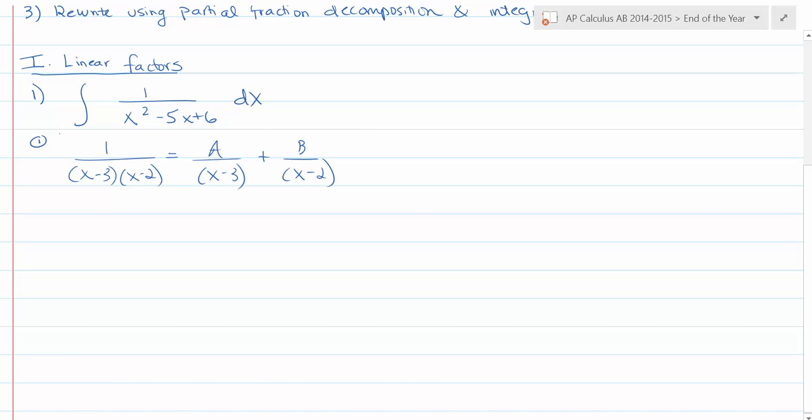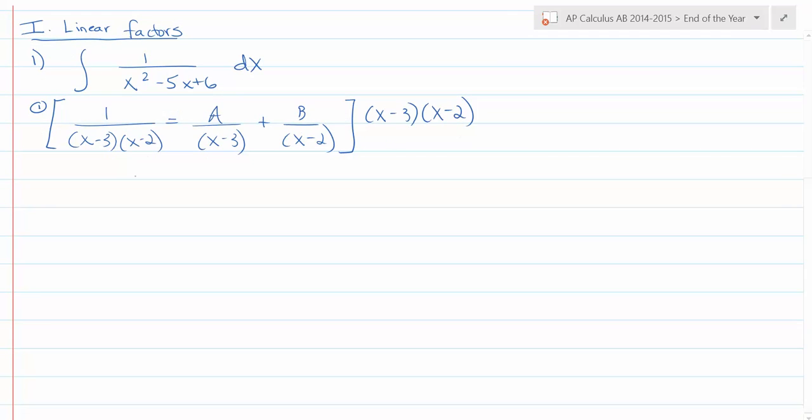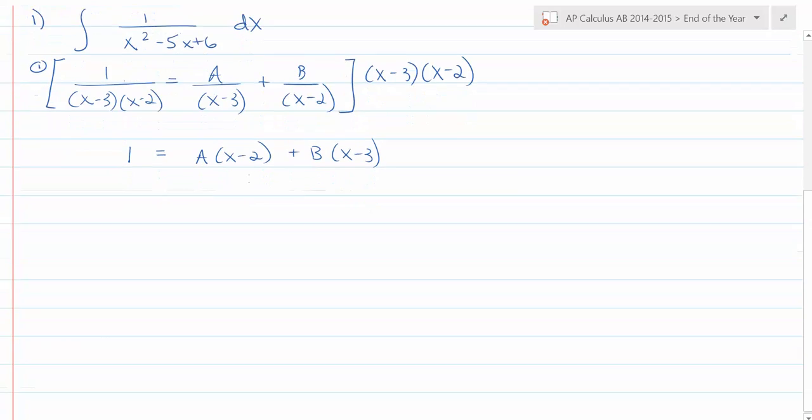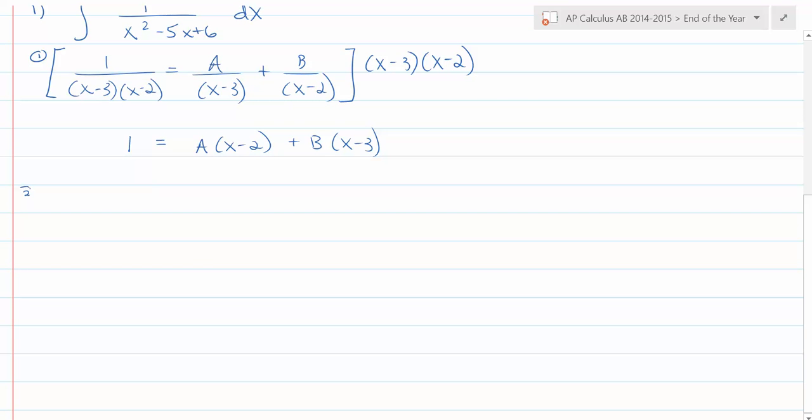Okay. Now to make this a little bit simpler, I don't want to have to deal with fractions, so I'm going to multiply by the LCD, which is x minus 3 and x minus 2. So the basic equation that we're going to end up with is going to be 1 equals A times x minus 2 plus B times x minus 3. Okay, so there's our basic equation. Now we want to figure out what A and B are. So we're going to just solve for our variables.